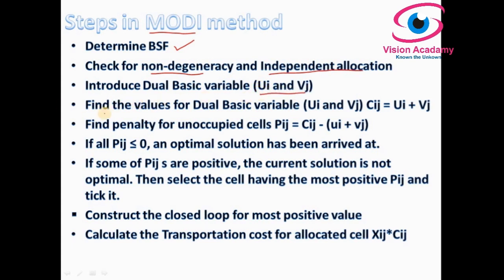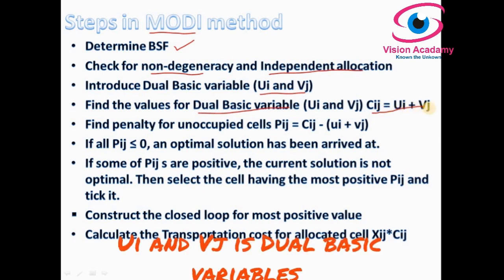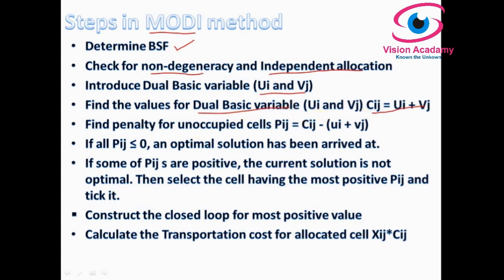After introducing the dual basic variables, find their values. To find the values for the dual basic variables, you need to follow this formula: Cij is equal to ui plus vj. After finding the dual basic variable values, find the penalty for the unoccupied cells, which are not occupied. You should find the penalty for those cells using this formula, Cij minus (ui plus vj). Now this is the situation where you take the decision, either to stop your procedure or continue your procedure.